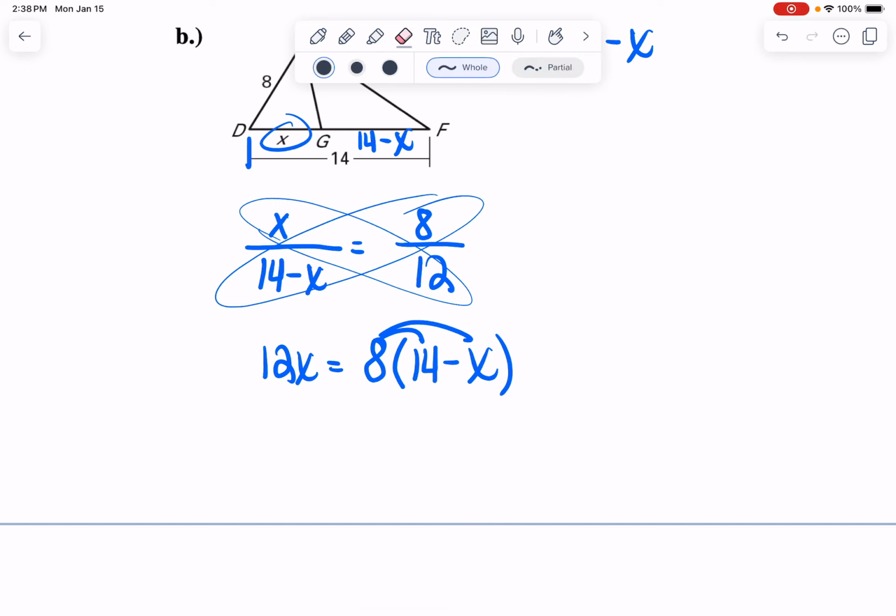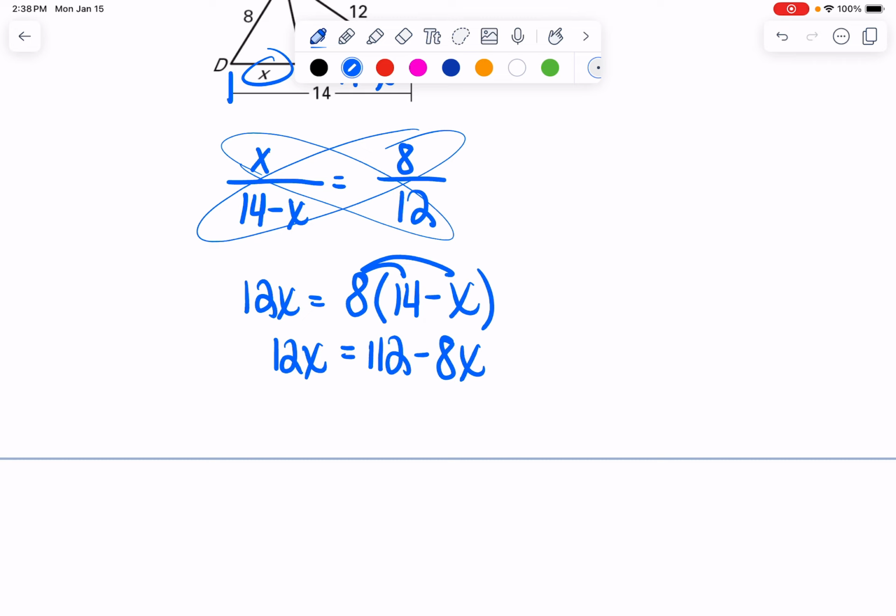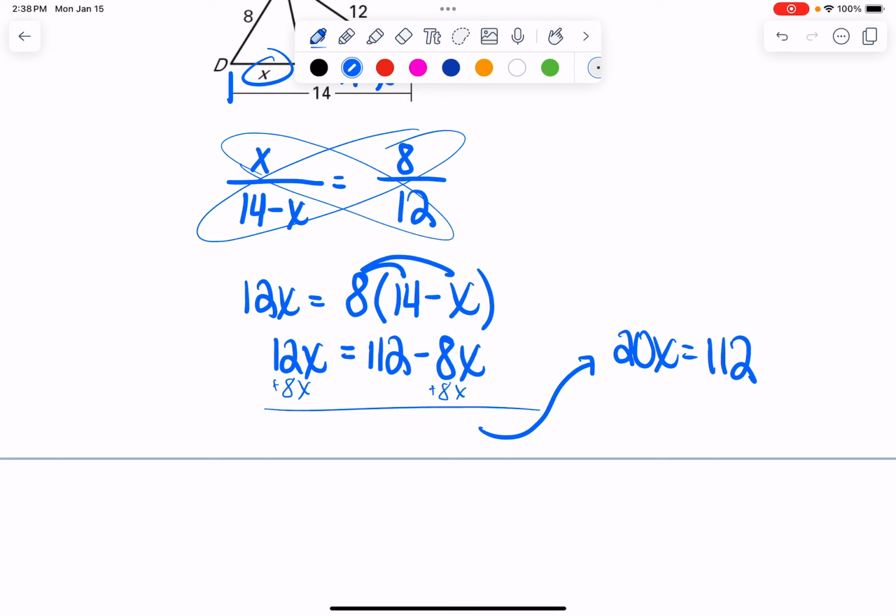So 8 times 14 is 112. And then 8 times negative x is negative 8x, equals 12x. From there, I'm solving for x. So I would add 8x to both sides first. And so you would get 20x equals 112. And then finally divide 112 by 20, you would get 5.6.